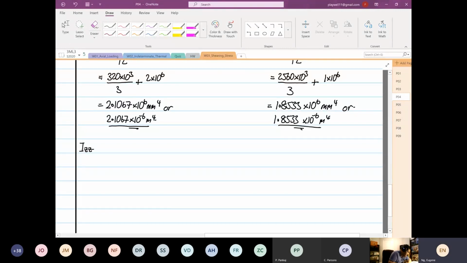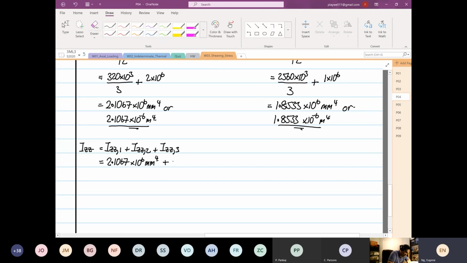Right, we're going to find IZZ. So IZZ1, okay, plus IZZ2, and then plus IZZ3. So IZZ1 is equal to 2.1067 times 10 to the power 6 millimeter 4, and then plus IZZ2 and IZZ3.